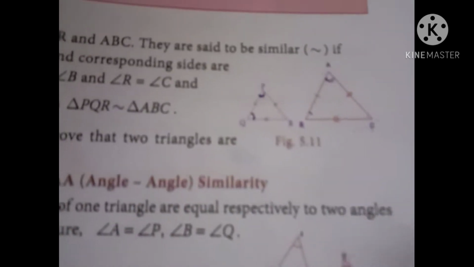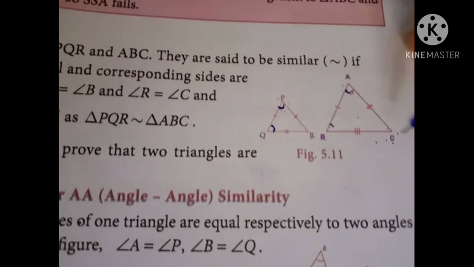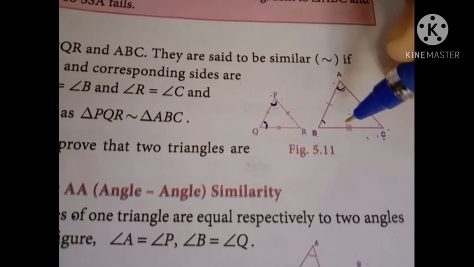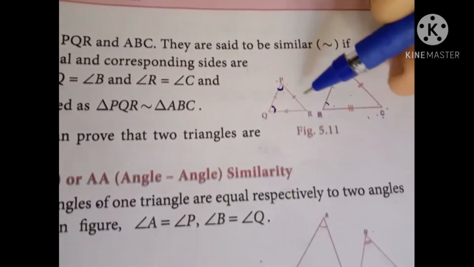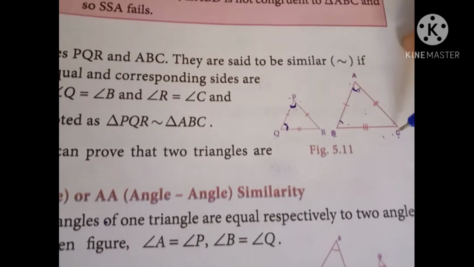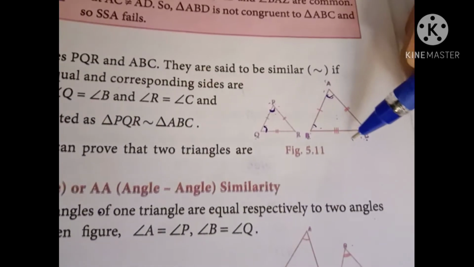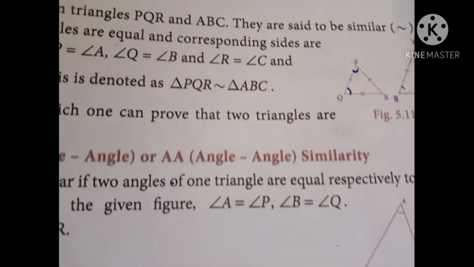You know what is meant by proportional? The ratio of the sides should be the same. It's called proportional. So if you see the triangles PQR and ABC, angle P is equal to angle A, angle Q is equal to angle B, and angle R is equal to angle C, and the side PQ is proportional to AB, PR is proportional to AC, and QR is proportional to BC. Proportional means the ratio of the sides should be the same. Then you can say these triangles are similar.